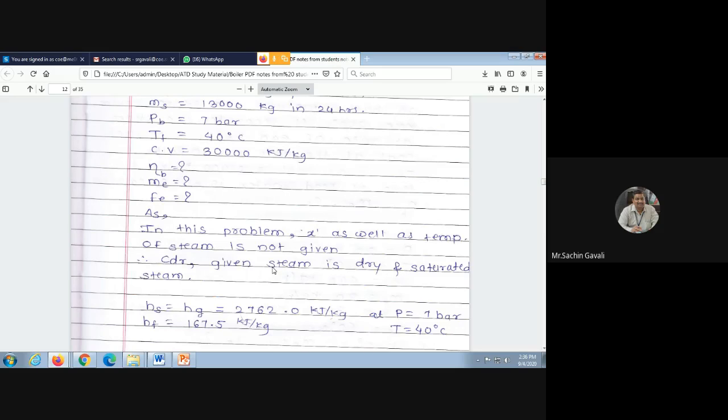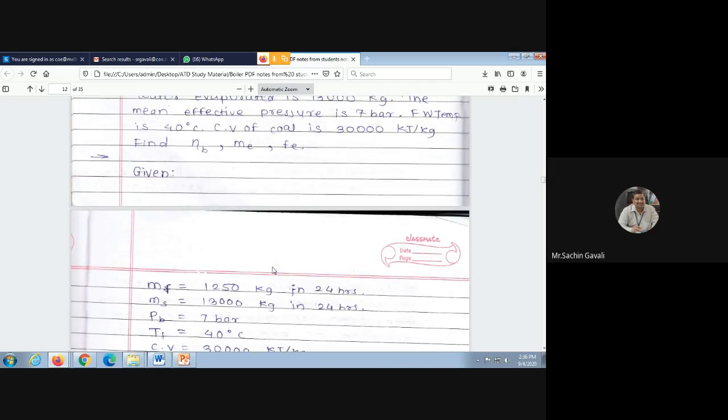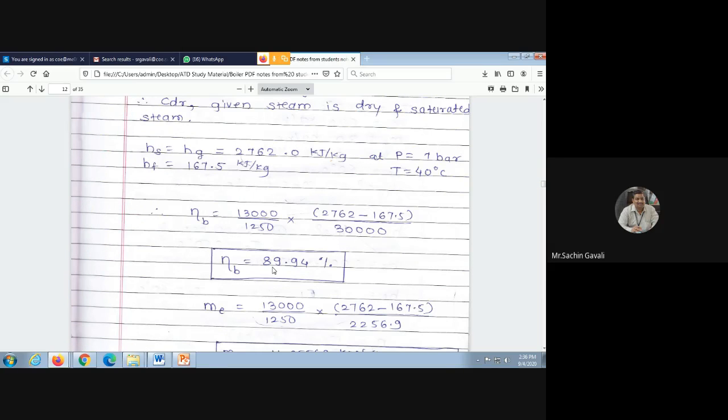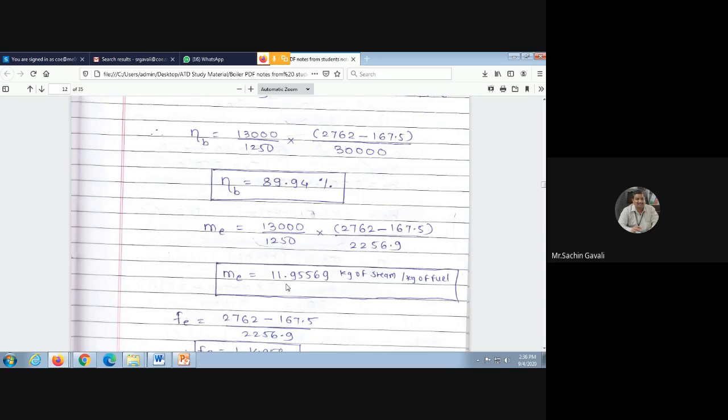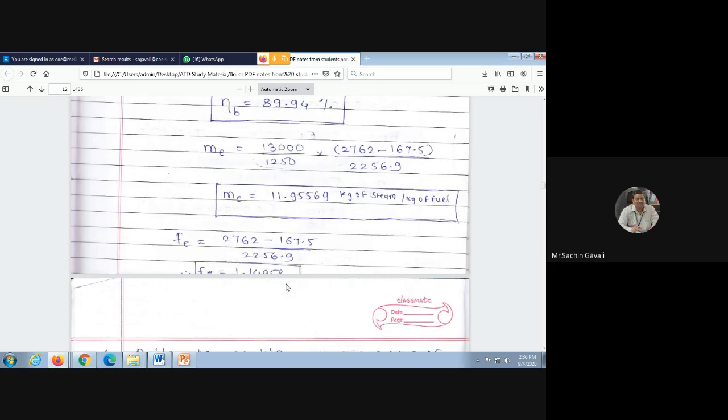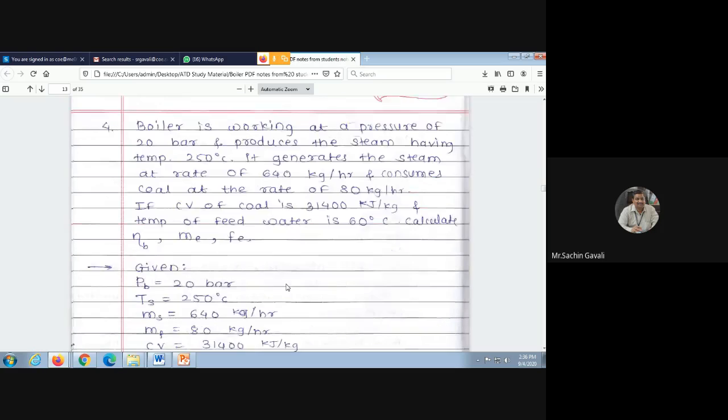Dryness fraction as well as temperature is not given. This is the problem I think. Okay, and h1 is equal to hg. Efficiency is 89.94, correct. Then ME is 11.95 kg of steam per kg of fuel, and FE factor is 1.14. This numerical is completed.